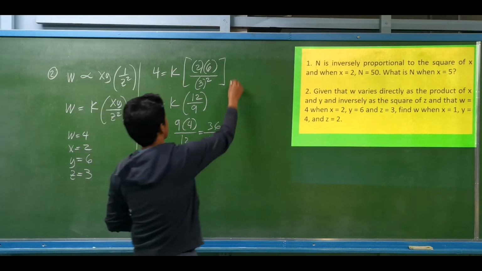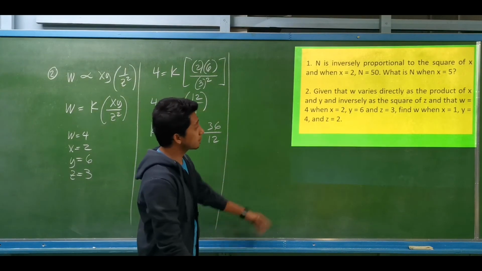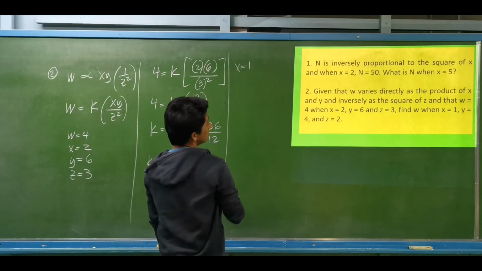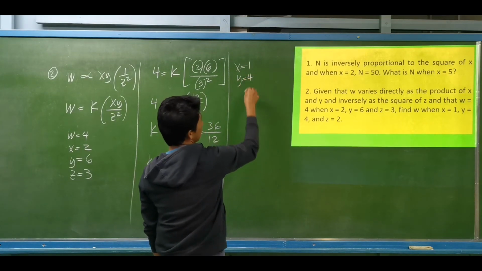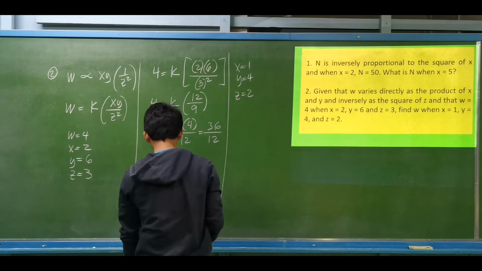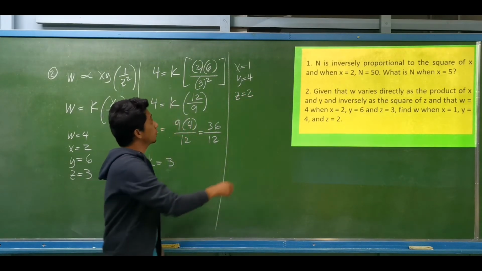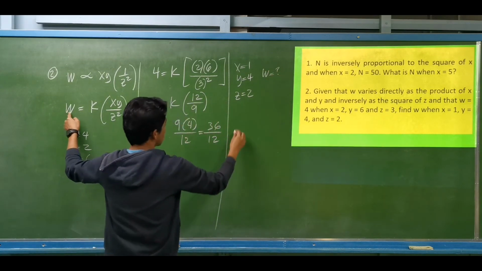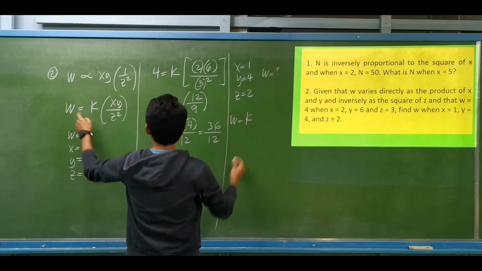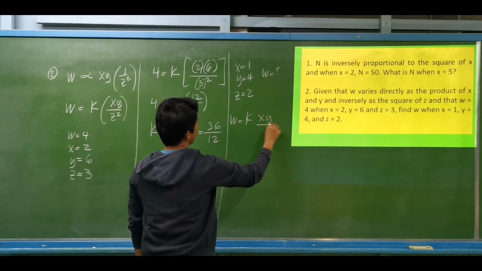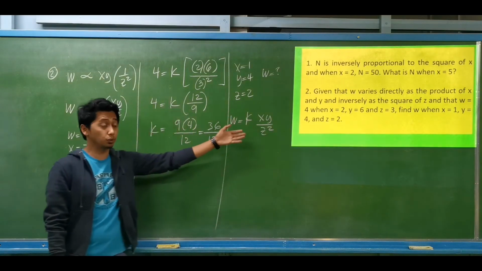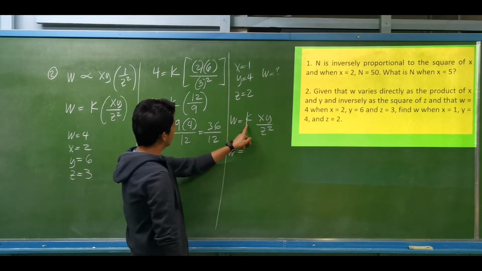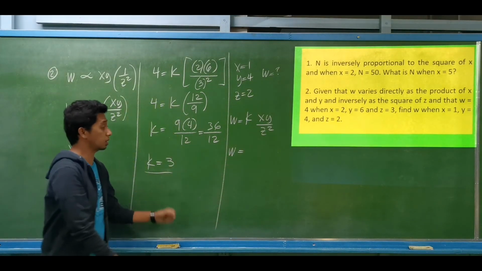Okay, so next on the problem, find the value of w when x is equal to 1, y is equal to 4, and the value of z is now equal to 2. So we are now looking for the value of w. From our equation, w is equal to the proportionality constant multiplied by x, y divided by z squared. All you have to do now is substitute. We have the value of the proportionality constant as 3.